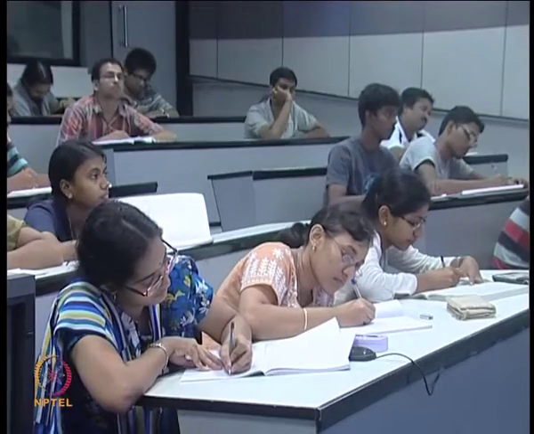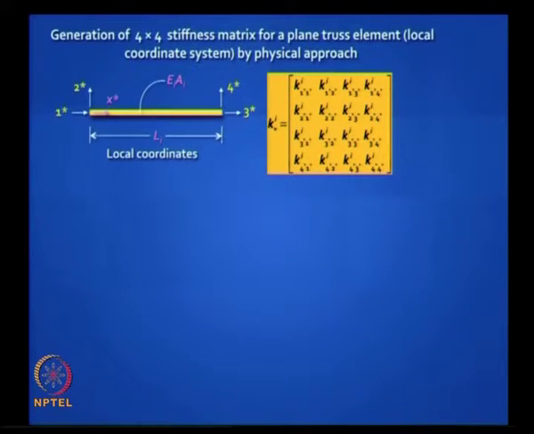It is going to look like this, it is going to be symmetric, generated. By the physical approach, that means you do not need any calculations. Okay. So what is the first thing you will do? You have to draw a sketch where you apply only one unit displacement.